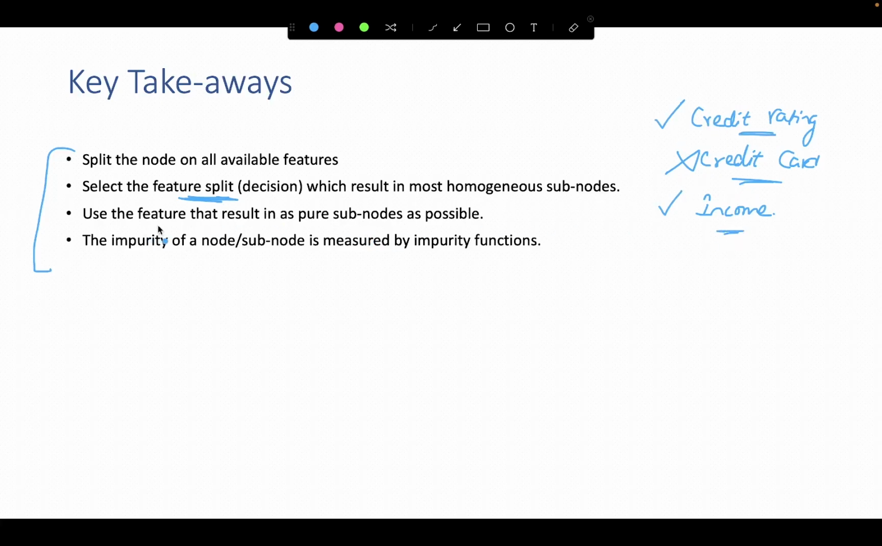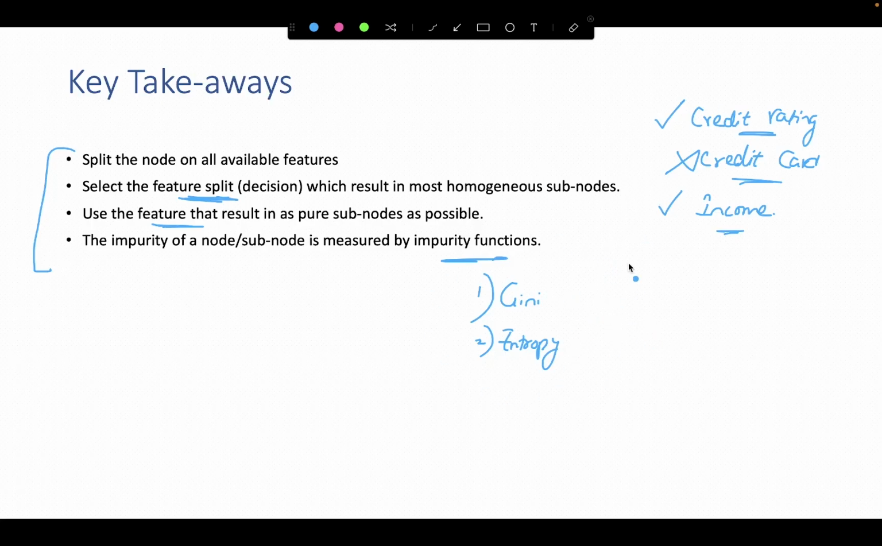As a third point, we are going to use a feature split that is going to result in as pure subnodes as possible. And the impurity in its subnodes is measured by something called impurity functions. We are going to discuss Gini impurity as well as entropy, which are two of the most commonly used impurity measures, which are going to help us understand what could be the right feature split here.